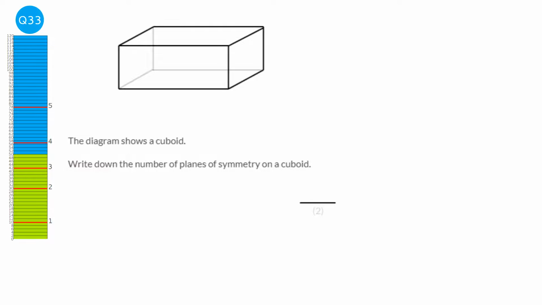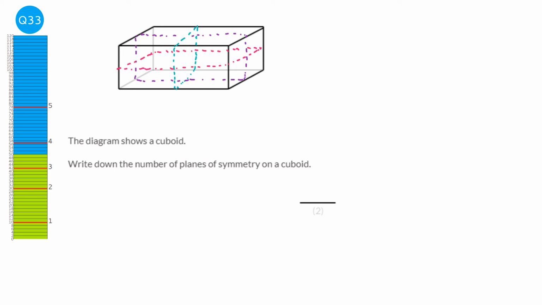A plane of symmetry is anywhere you can cut a three-dimensional shape, in this case a cuboid, and put it up against a mirror and it looks like the original shape. So if we were to cut the cuboid here, and then put it up against a mirror, it would look like the cuboid again. Similarly, if we were to cut it along here, it would look like the original cuboid again. And finally, if we were to cut it up the top here, down, across the bottom here, and then up here, and put it up against a mirror, it would look like the original cuboid again.